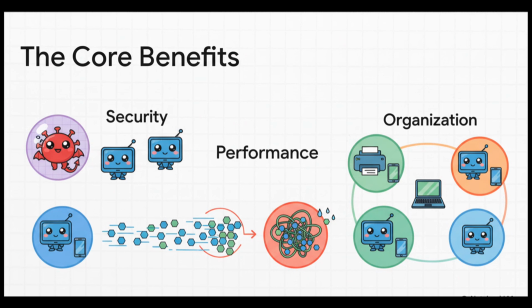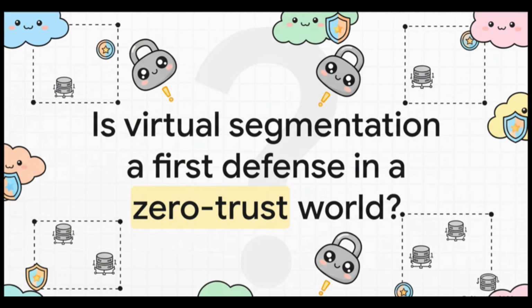So, when you boil it all down, network segmentation gives us three huge wins. First, security. A virus on a student computer is trapped inside the student VLAN. It can't jump over to the faculty network. This is huge for things like isolating guest Wi-Fi. Second, performance. All that broadcast chatter is contained within its own VLAN, so things run a lot smoother for everyone. And third, organization. We can group our users by department, not by where they happen to be physically sitting in the building.